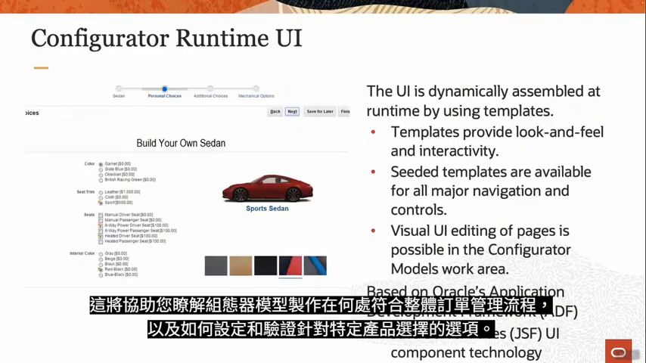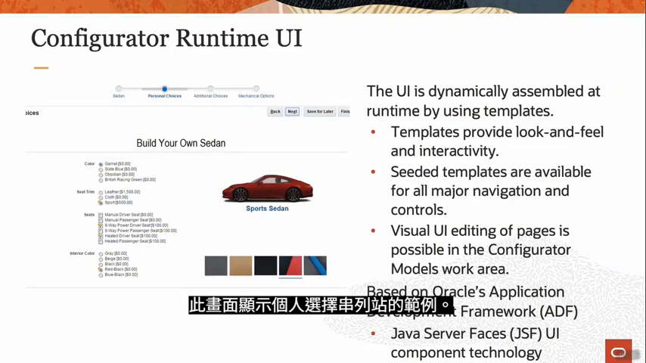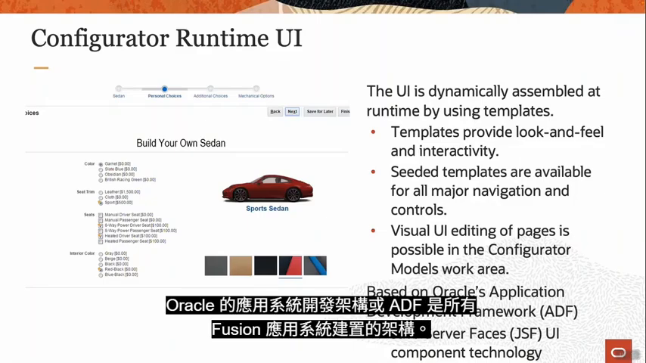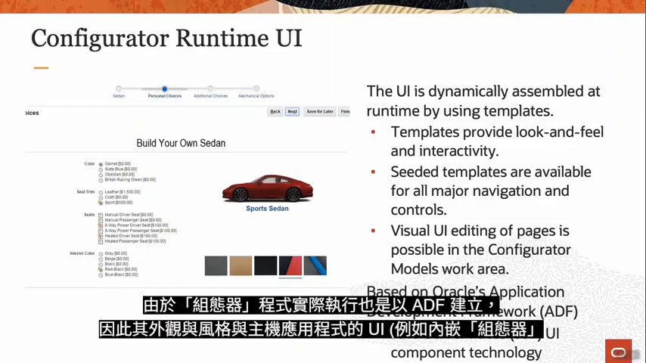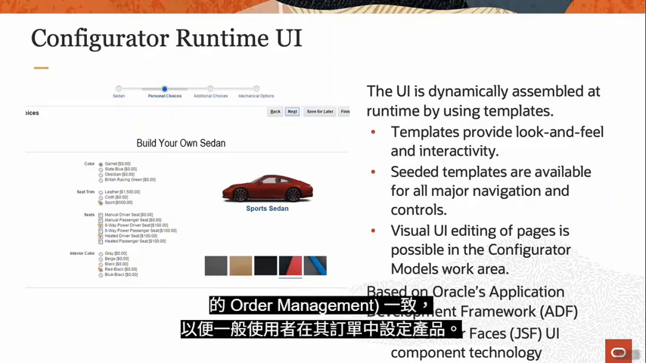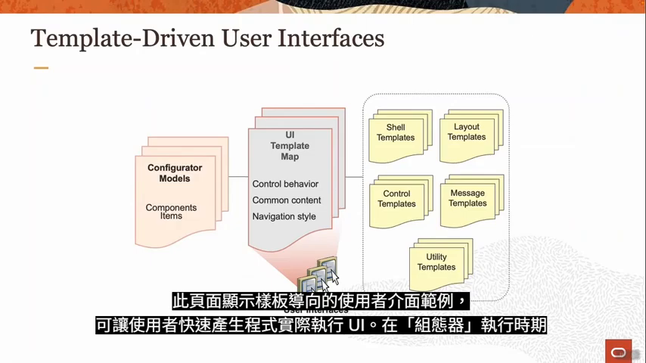This screen shows an example of the Personal Choices train stop. Oracle's Application Development Framework, or ADF, is the framework on which all Fusion applications are built. Because the configurator runtime is also built with ADF, its look and feel is consistent with most applications such as order management that embed configurator to enable end users in their orders. This page shows an example of a template-driven user interface that allows user runtime UIs.